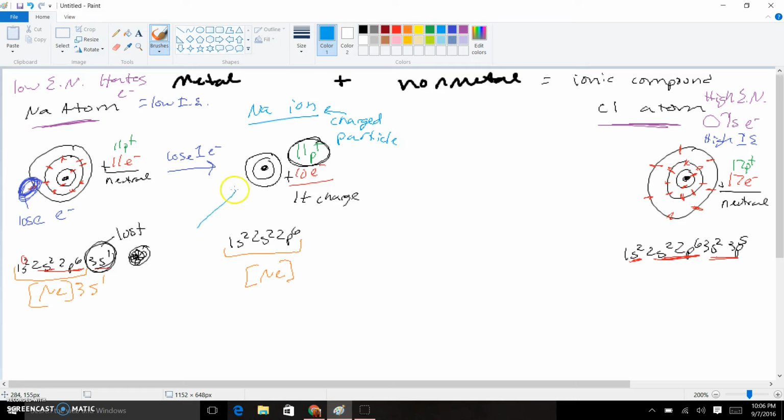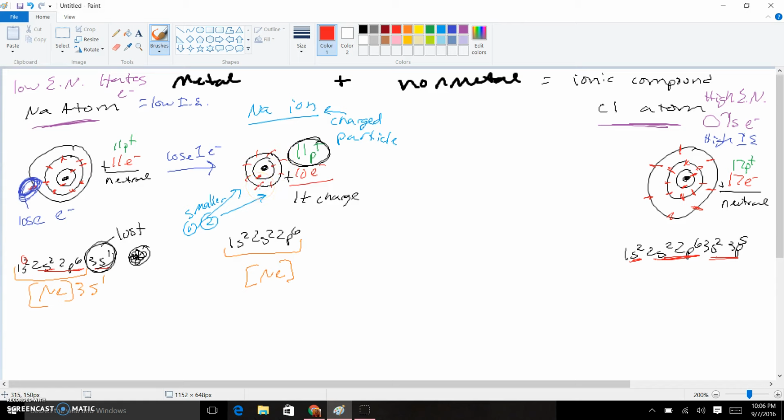Okay, so we can see that this is smaller for 2 reasons. 1, we lost an energy level. The third energy level is completely gone. And 2, we can see that we've got a different proton to electron ratio. We have more protons than electrons. More protons means more positive charge that can hold the remaining electrons a little bit tighter. I forgot to put my electrons in. 2 in this part, and there's 8 in the outer part. 1, 2, 3, 4, 5, 6, 7, 8 electrons.